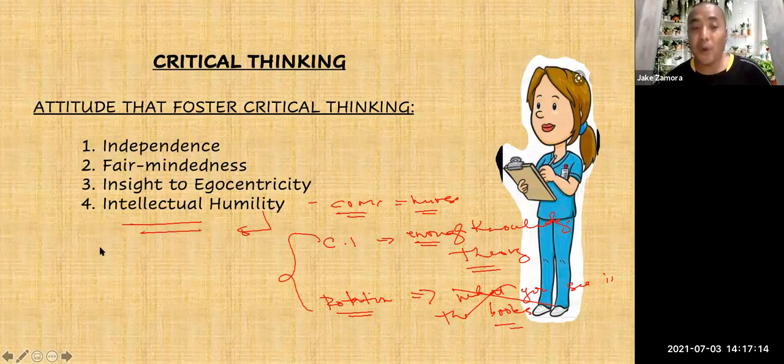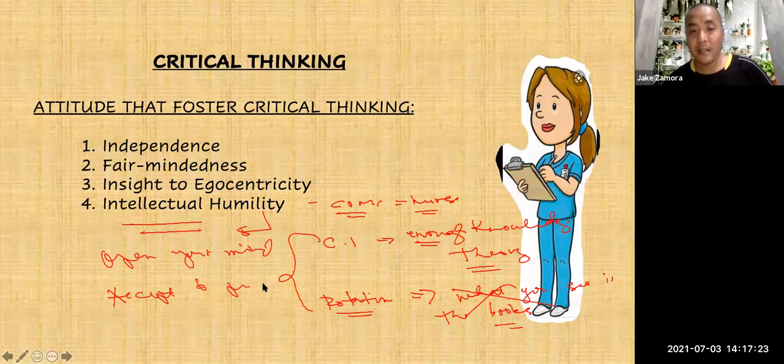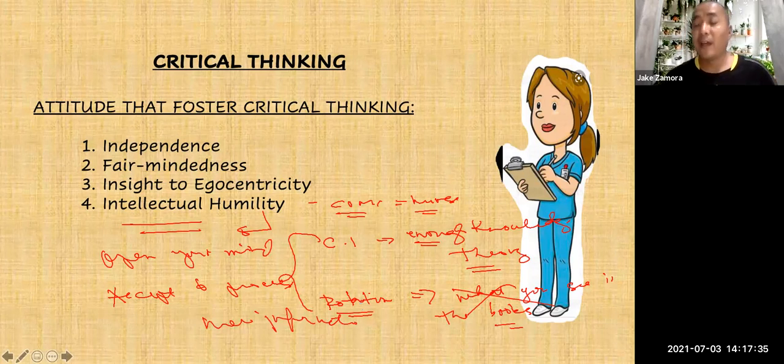So you have to open your mind and accept, no? Accept and process information that will be given to you. New information. Okay? So in that way, you will continuously gain knowledge, enabling you to deliver your tasks effectively. Okay? So always remember that you should have intellectual humility. Napaka-importante ng intellectual humility. Okay?